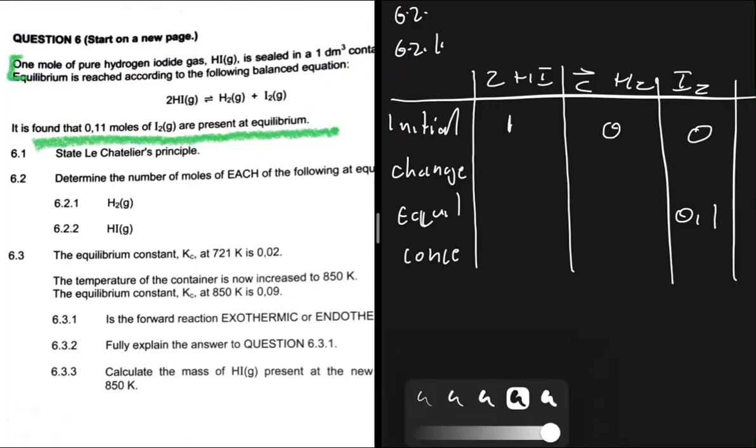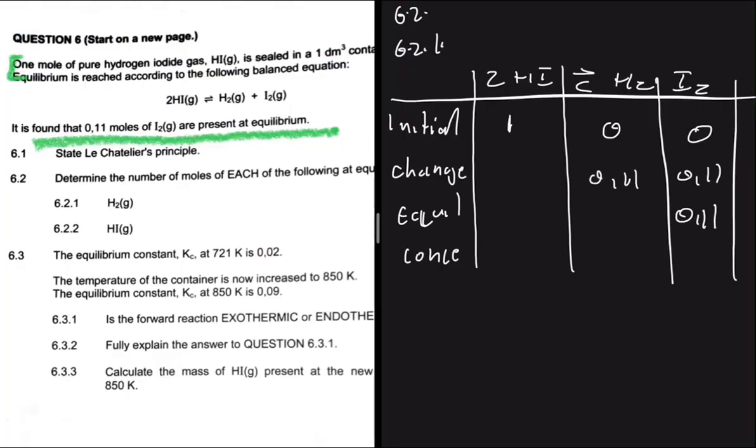Not 0.1 but 0.11. Yeah, so we have 0.11 here, and that is the change in the number of moles of I2. But the change in the number of moles of I2 is the same as the change in the number of moles of H2, right? So we can put 0.11 here. We're saying that they're the same because we have the same balancing coefficient. But when we come here, because now we have 2, we're going to have 2 multiplied by 0.11, right? Which is 0.22.